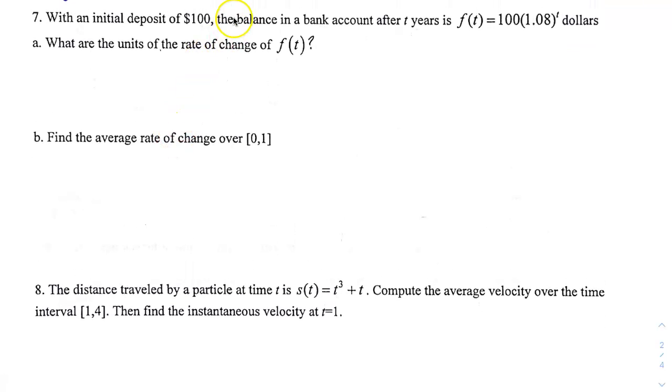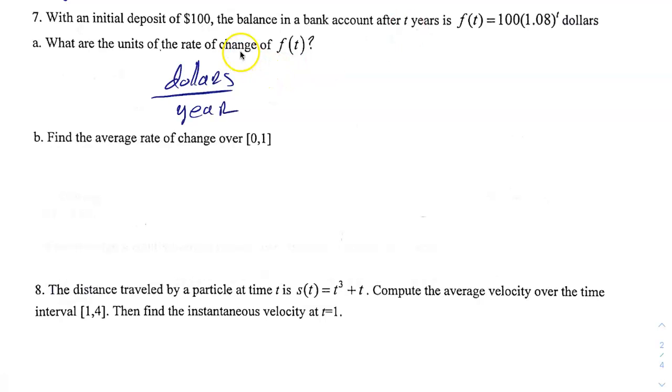With an initial deposit of $100, the balance in a bank after t years is given by this. What are the units of rate of change? So just what are the units? Again, not even take the derivative. Well, look where we start off. We start at dollars, right? That's our original function. And then when you take the derivative, you divide by the time. So our time here is years, so dollars per year.